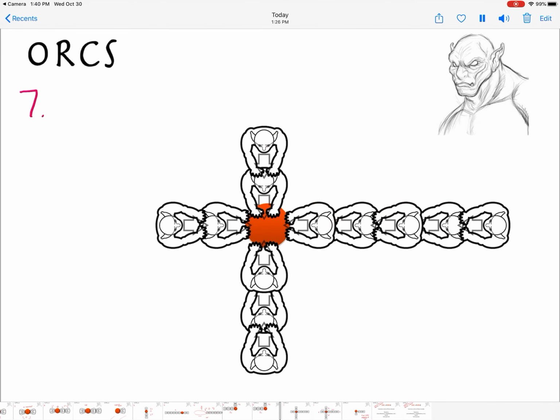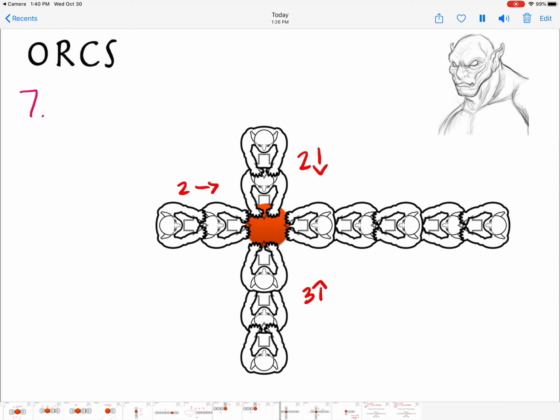All right, here's number 7. So instead of the picture, I know that space is smaller, I would just write it as numbers. So you have 2 moving down, 3 are moving up, 2 is moving to the right, and 5 are moving to the left.